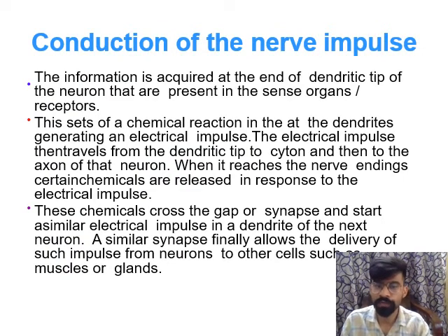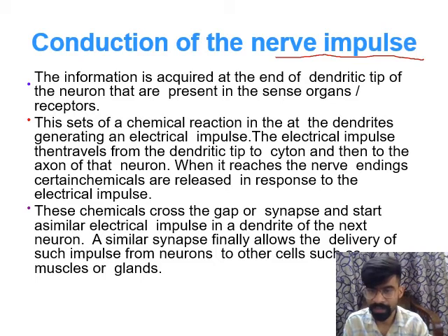Yes, this is the theory of the previous slide, conduction of nerve impulse, or how the messages travel from one neuron to the next neuron. I'm just reading this slide. It was already discussed in the previous slide also. The information is acquired at the end of the dendrite, and then chemical reactions take place between two neurons in the synapse area.